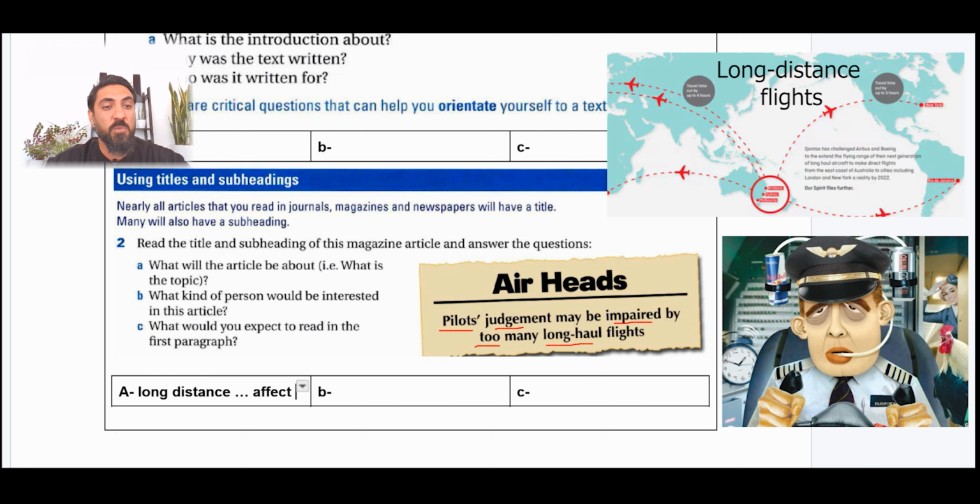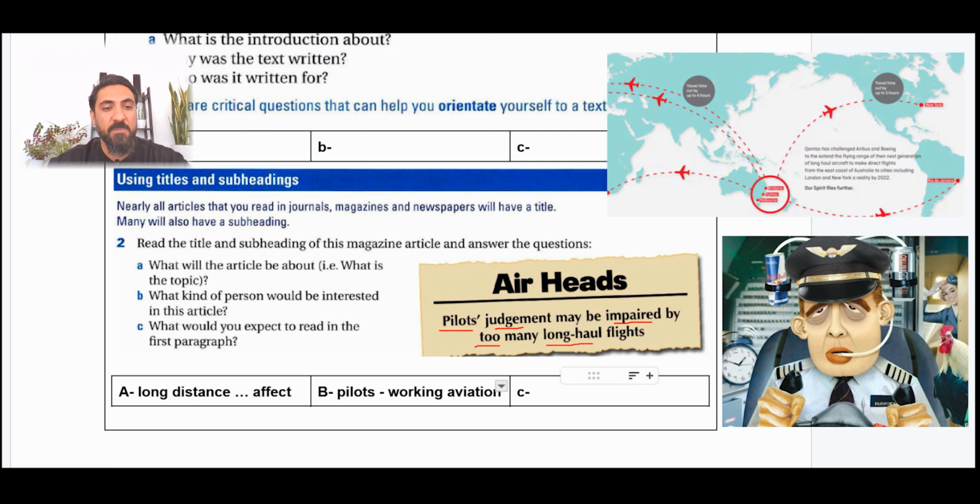What kind of person would be interested in this article? So it would be easy to say that pilots, airplane companies, people who are training to be pilots, or people who would love to have information about pilots and aircrafts. So generally, pilots would be interested in this article, or people who are working in the aviation industry.